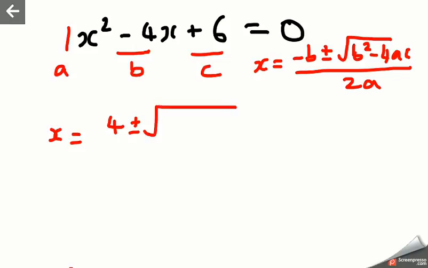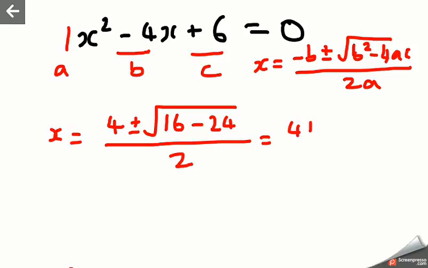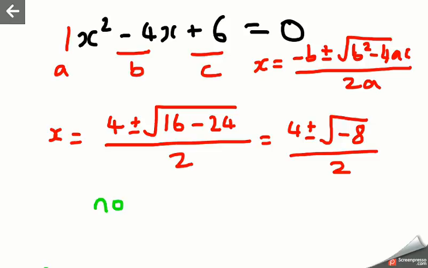minus the square root of b squared, so negative 4 squared, which is 16, minus 4 times a times c. Well, 4 times 6 is 24, and that's all divided by 2a, which is just 2. So we get 4 plus or minus the square root of 16 minus 24, so the square root of negative 8, divided by 2. Oh dear, what is the square root of negative 8? Well, that's a problem. We can't take the square root of a negative number, and hence there are no solutions.